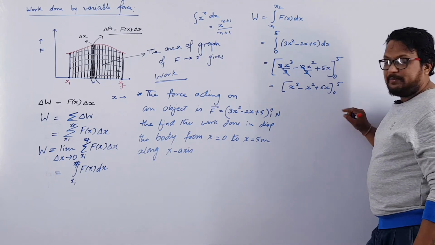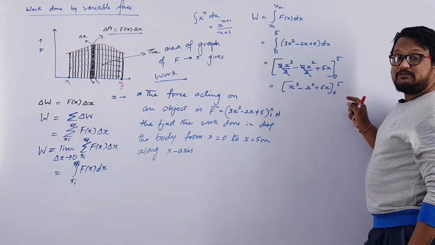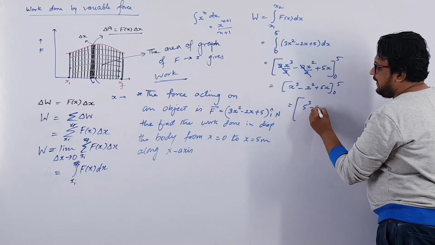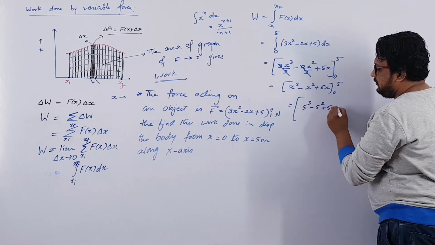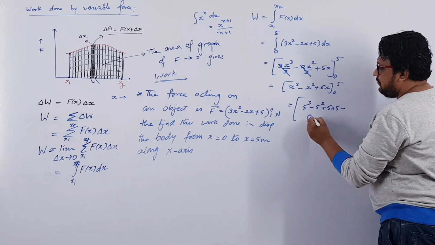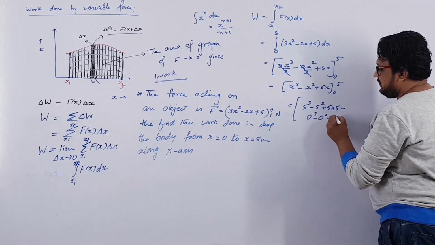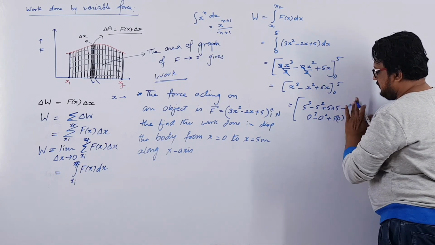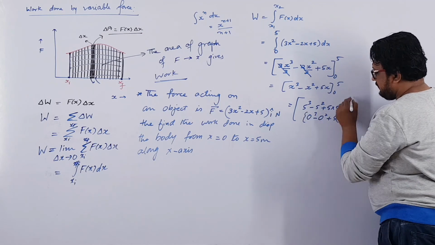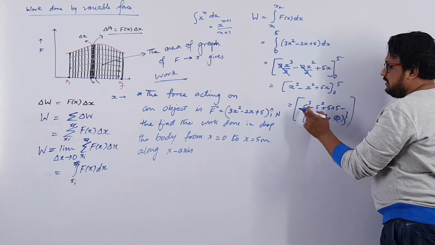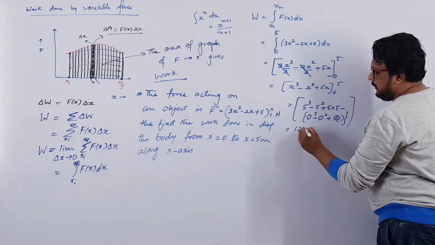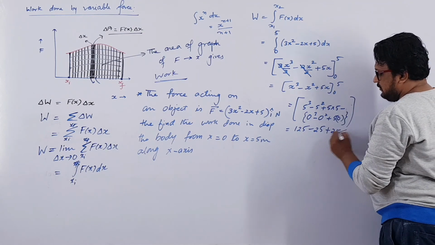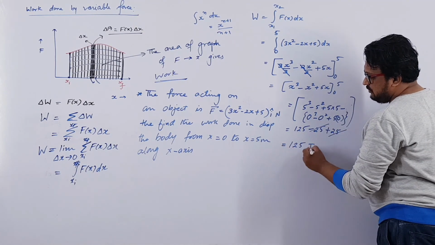Upper limit minus lower limit means first we will put 5 instead of x and then we will put 0 instead of x. So this will be equal to 5 cube minus 5 square plus 5 into 5, minus 0 cube minus 0 square plus 5 into 0. Of course, this term will be 0 only, right? So 5 cube is 5 fives are 25, 5 twenty-fives are 125, minus 5 square is 25, plus 5 into 5 is 25. So this will get cancelled out. So the answer will be 125 joule.